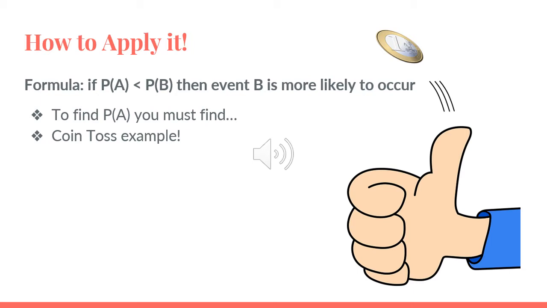If probability A is less than probability B, then event B is more likely to occur. To find the probability, you must find the number of winning outcomes over the total number of outcomes. On a coin, there are two outcomes, heads or tails. You can only bet on one. So if you bet on tails, the probability is 1 over 2, or a 50% chance of winning.